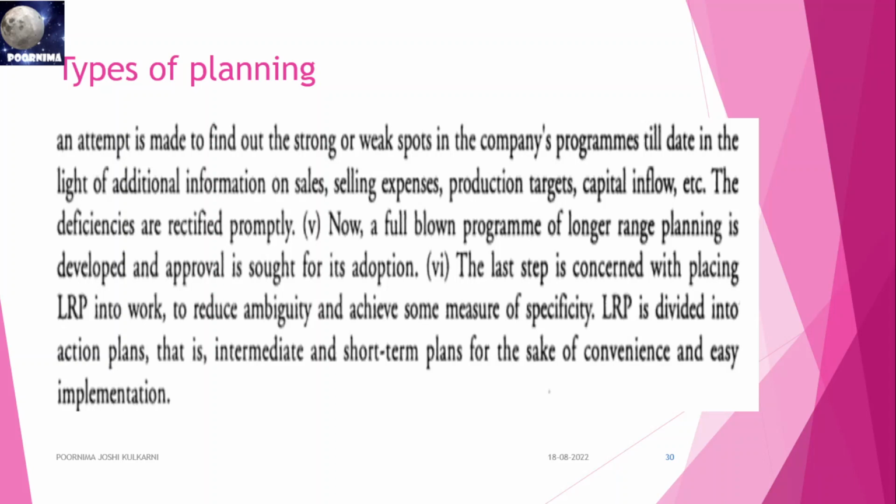The last step is concerned with putting the long range plan into action, to reduce ambiguity. Ambiguity means confusion, and the aim is to achieve some measure of specificity. It should be specific. Where there is specificity, ambiguity is not there. Long range planning is divided into action plans, that is intermediate and short term plans, for the sake of convenience and implementation.